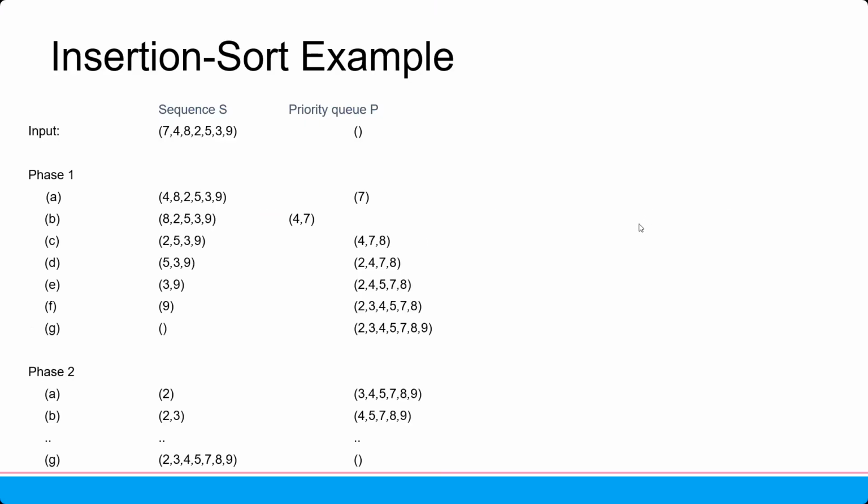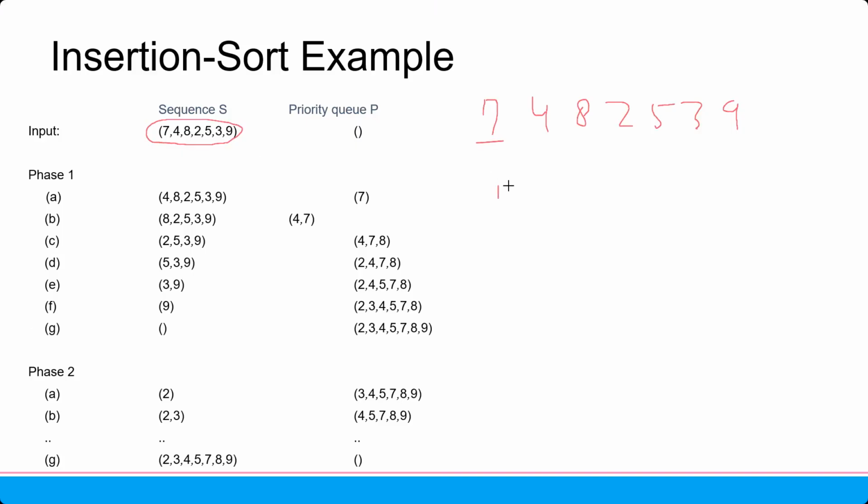So if we look at this example, we have the data again. This is the data that we have: 7, 4, 8, 2, 5, 3, 9. And then we want to do sorting. So the sorting happens if we select from the beginning.